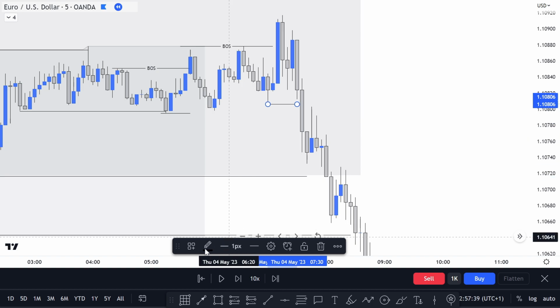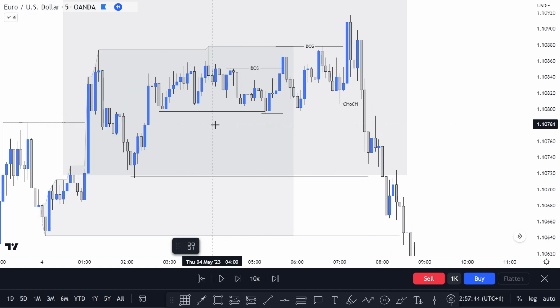This is our high probability change of character. You know why? It's simple. The reason why the high probability change of character is simply because this was the move that was responsible for the sweep. Remember, meaning that the smart money was involved in this.